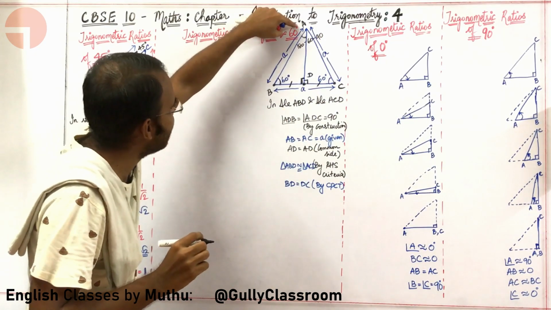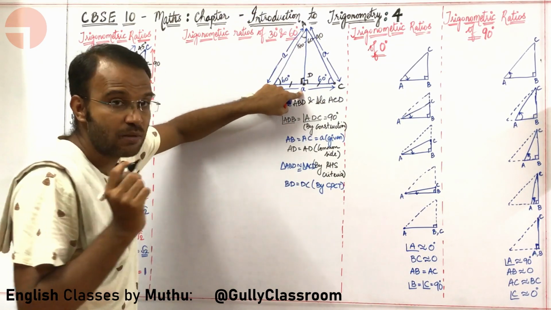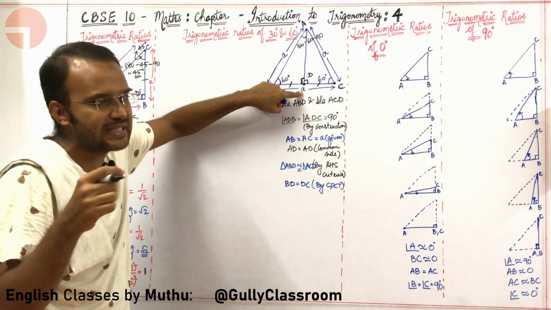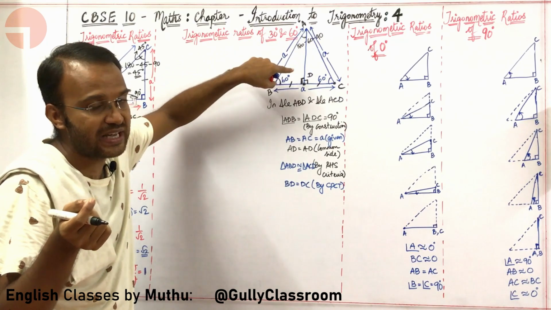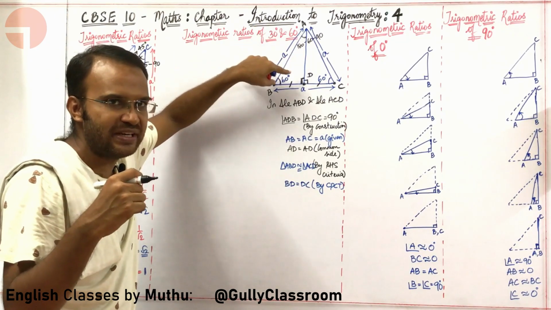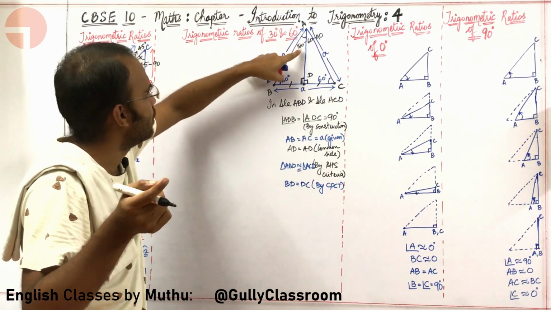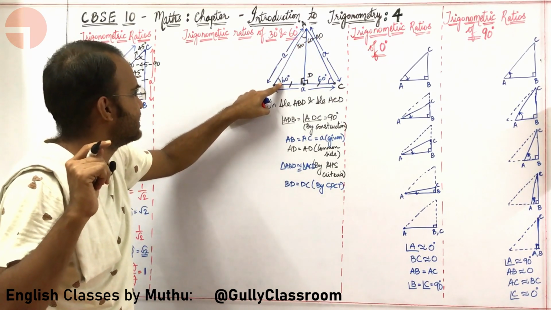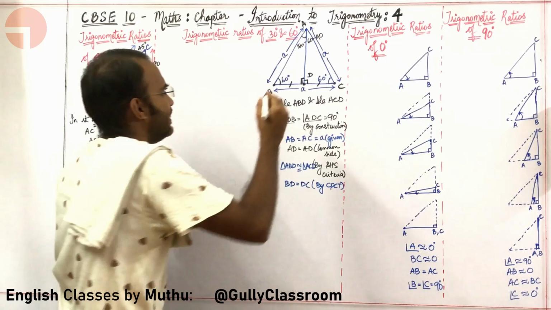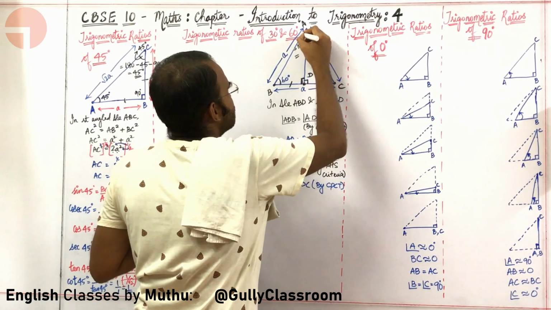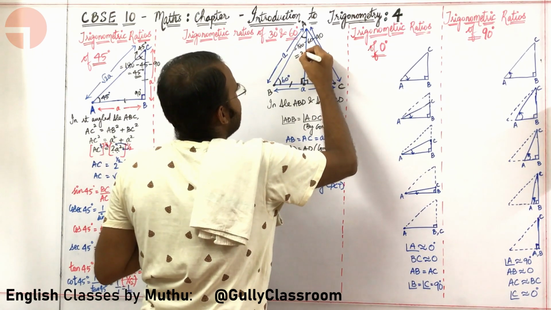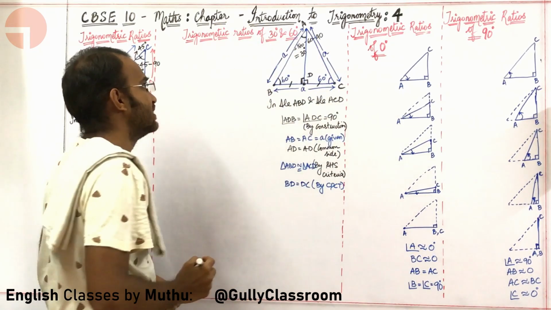In triangle ABD, the sum of all the three angles is 180 degrees. So 180 degrees minus this angle 60 degrees minus this angle 90 degrees will give us the actual value of angle A, which is nothing but 30 degrees.